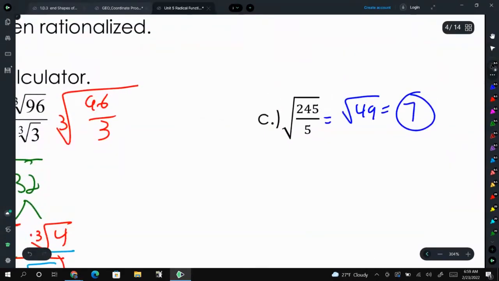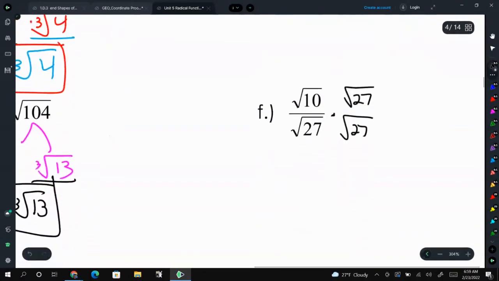Up here, we were able to simplify this, and that's why we didn't have to multiply the top and bottom by the square root of 5. Here we can't simplify, so then we're going to have to do this. So this is going to give us the square root of 270 over 27.